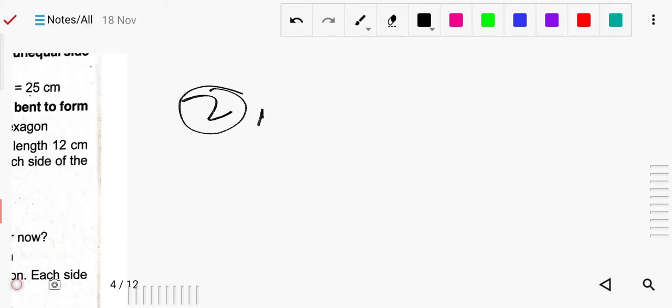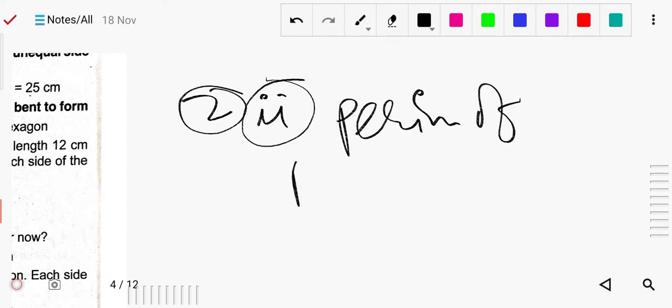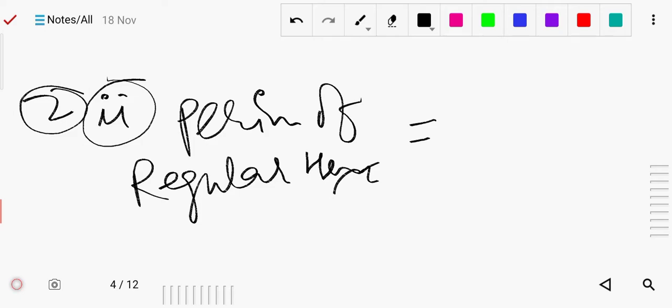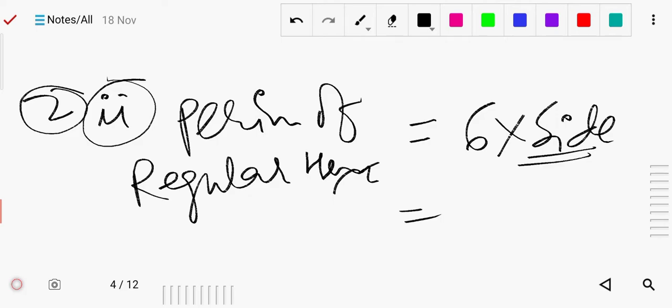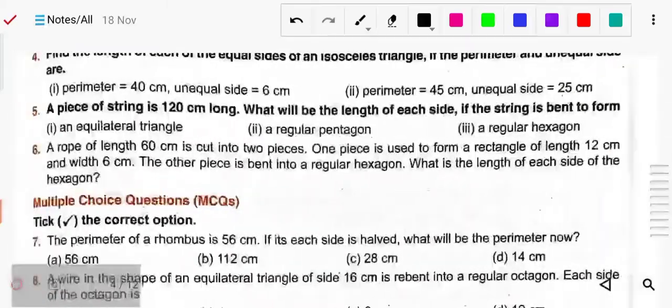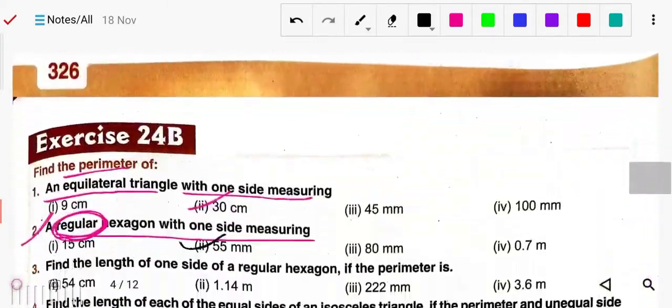Question number 2. So the perimeter of a regular hexagon: how many sides in the hexagon? 6 sides. So simply you can write 6 into side. What is the value of the side given? It is given 55. Multiply by 55, so you will get 330 centimeter. So the perimeter of the regular hexagon is 330 centimeter. Because the hexagon has 6 sides, that's why we multiplied by 6.